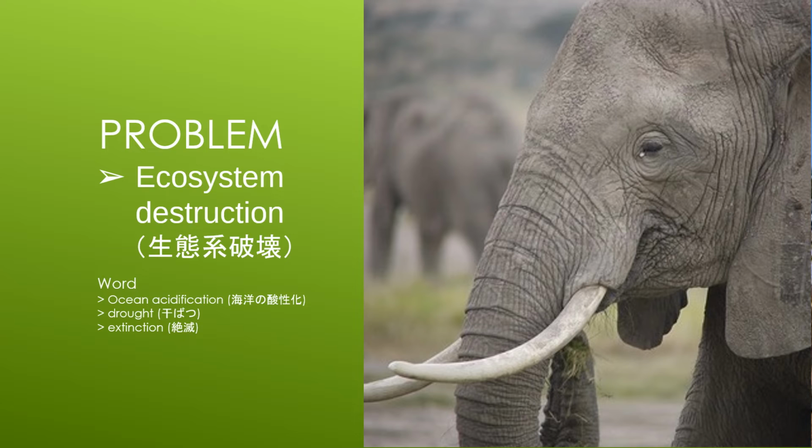Ecosystem destruction occurs due to changes in the environment necessary for the survival of living things, such as ocean acidification and drought. If the temperature of the Earth rises by 1.5 to 2.5 degrees, corals, polar bears, and seals will not be able to live.